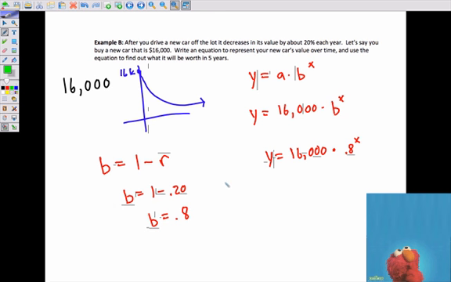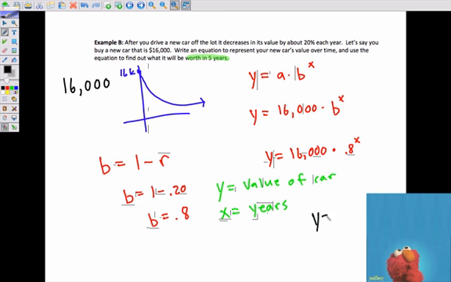So we've got y equals 16,000 times 0.8 to the x. Let's define our variables really quick. y in this case represents the value of the car, and x represents how many years old it is. So for each year after you buy it, it loses 20%. So x is the number of years after you've bought it, and we're looking for how much it will be worth in 5 years. That means that our x value is going to be equal to 5. So right here for x, I'm going to put in 5.